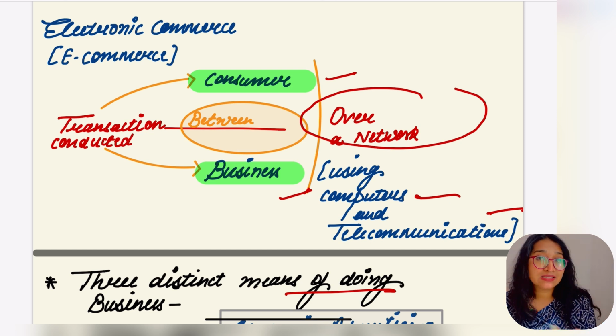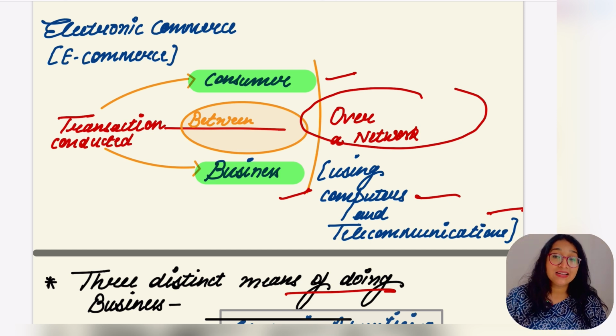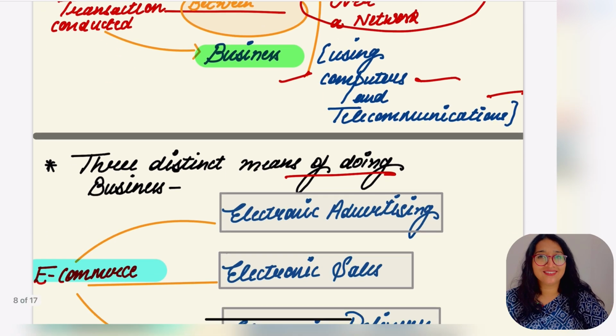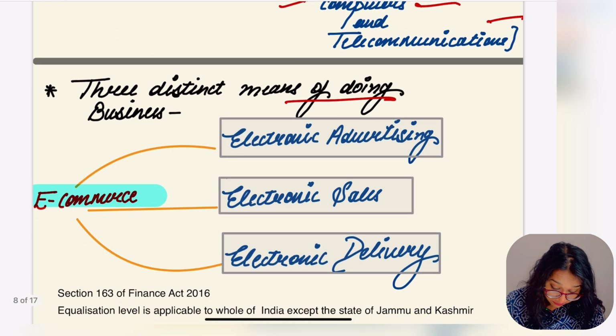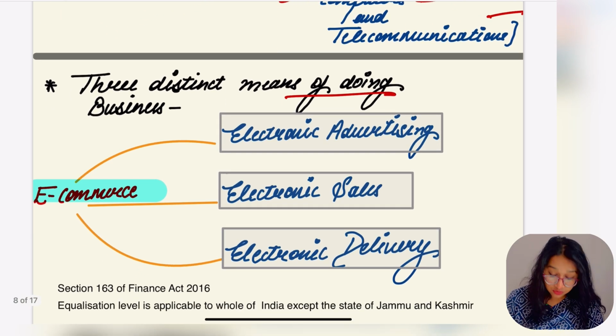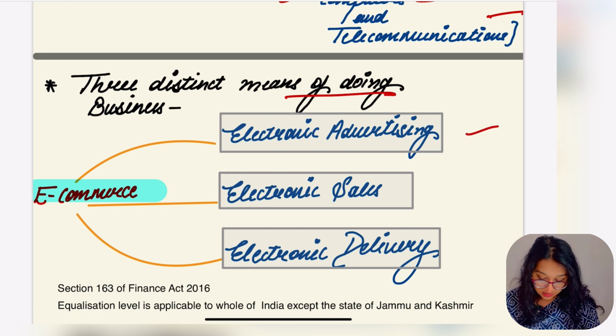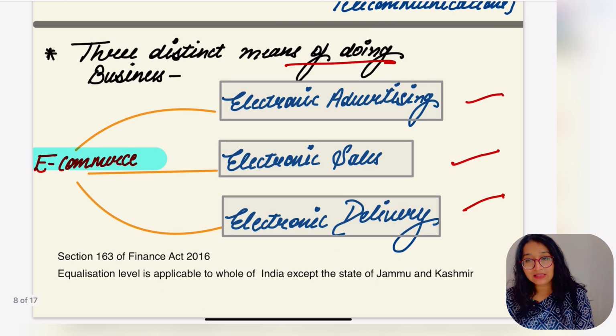What is the third step? Once the order is placed, the seller delivers the product to the consumer. So these are the three distinct means of doing business through electronic commerce: first electronic advertisement, second electronic sale, and third electronic delivery. Advertisement, then sale is done, then delivery is done.